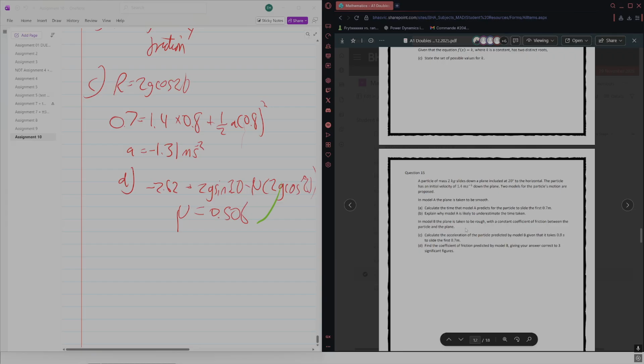Then next, we know there's a different R now because we have friction. Therefore you just find R, resolve, get a, and then get mu by resolving again.